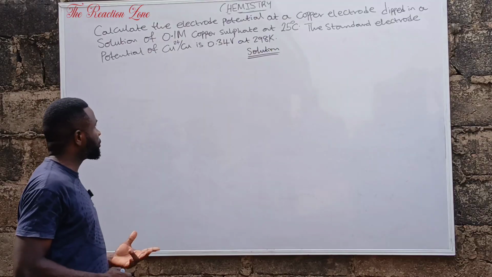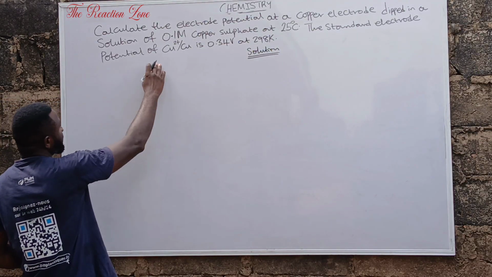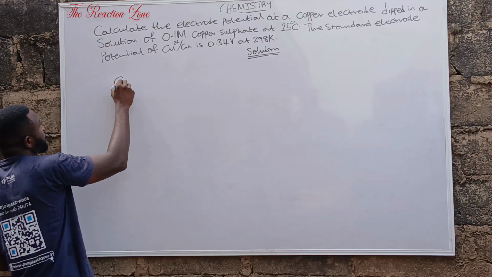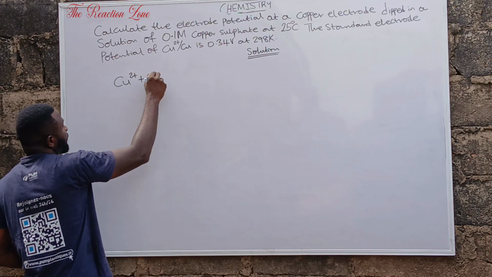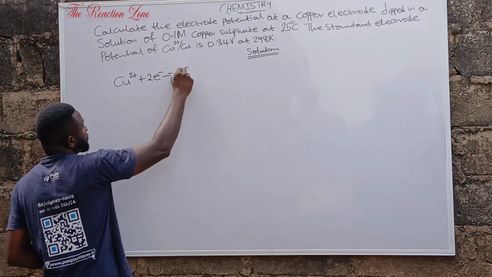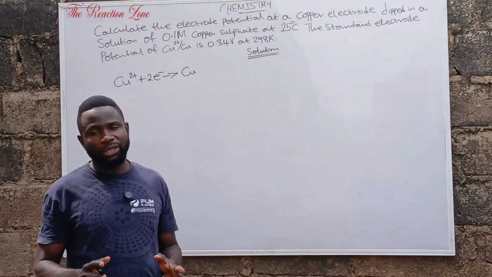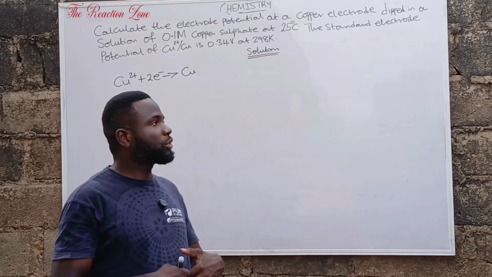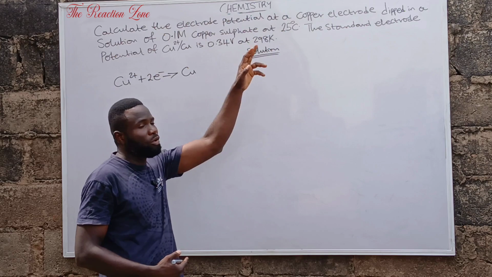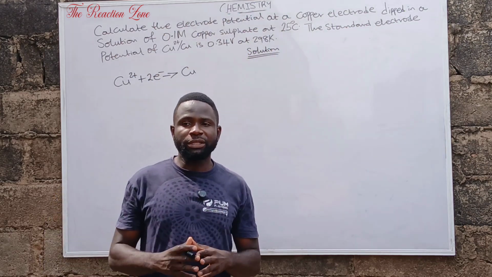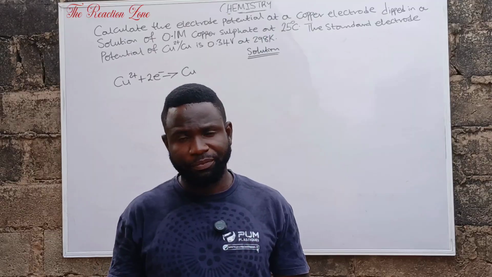Now, the first thing to do to solve this question is to recognize that at this copper electrode, what happens is that copper 2 ions undergo reduction by accepting 2 electrons to give copper. So what happens at the copper electrode is reduction. So if we're told to find the electrode potential of the copper electrode, it means that we are simply told to find the reduction potential.